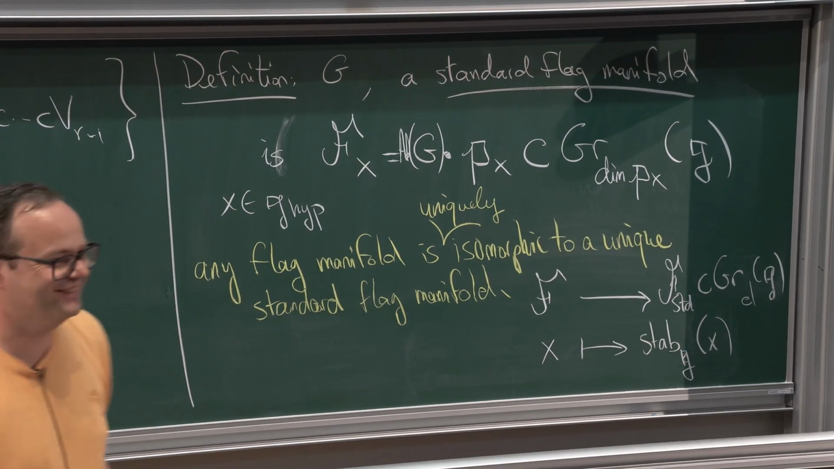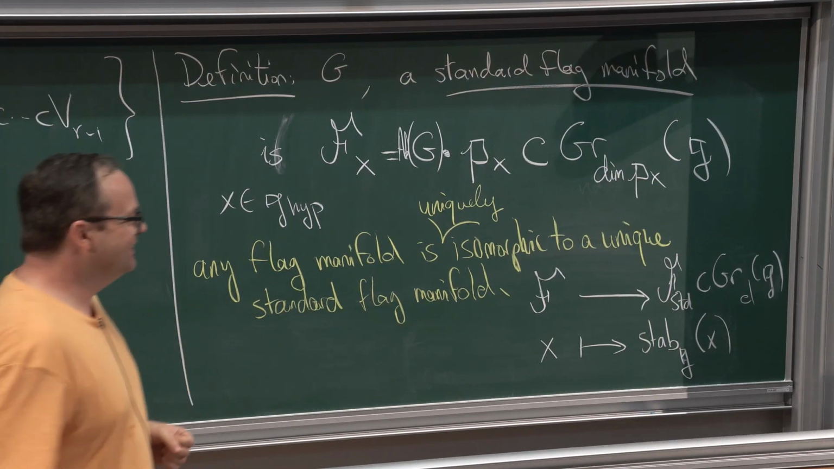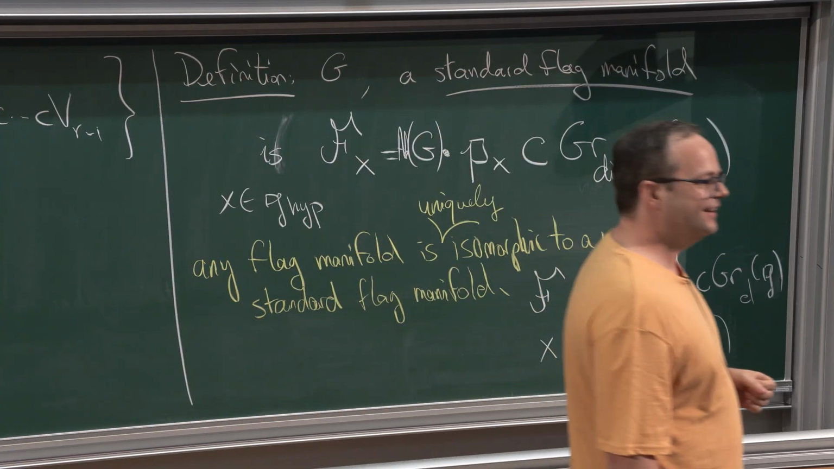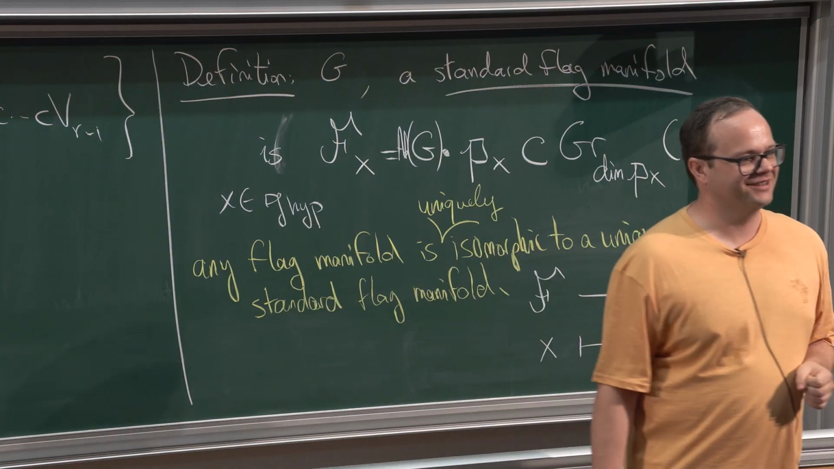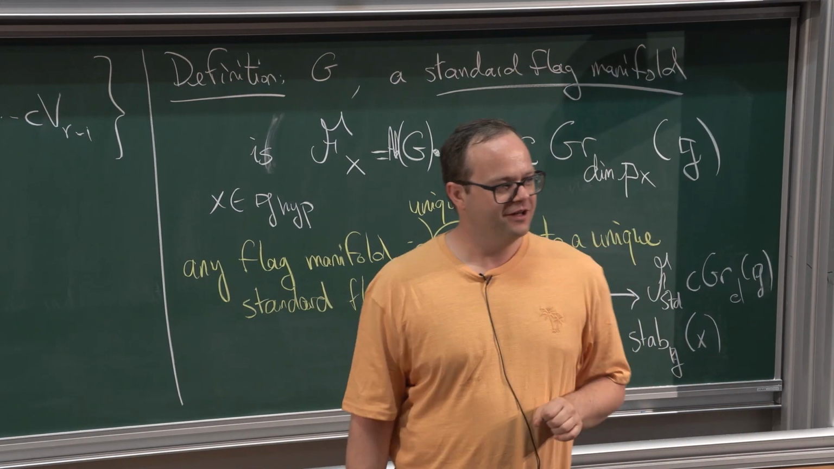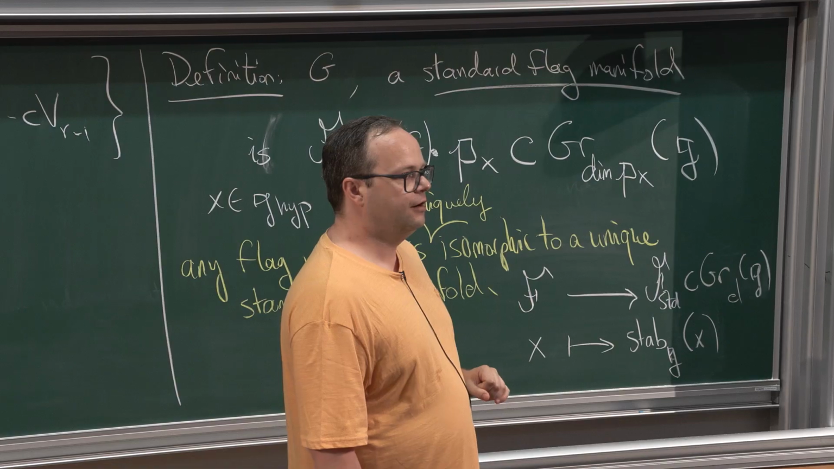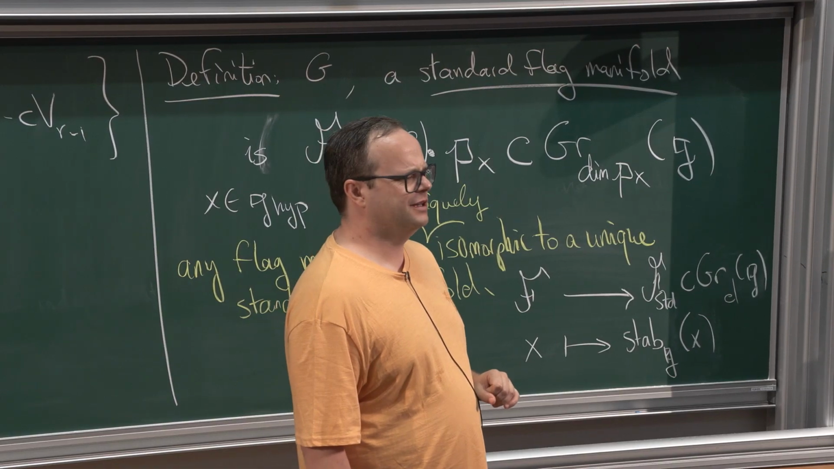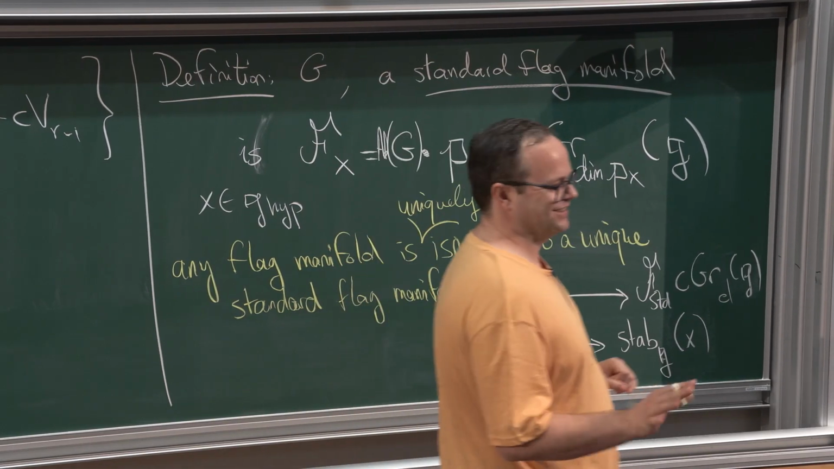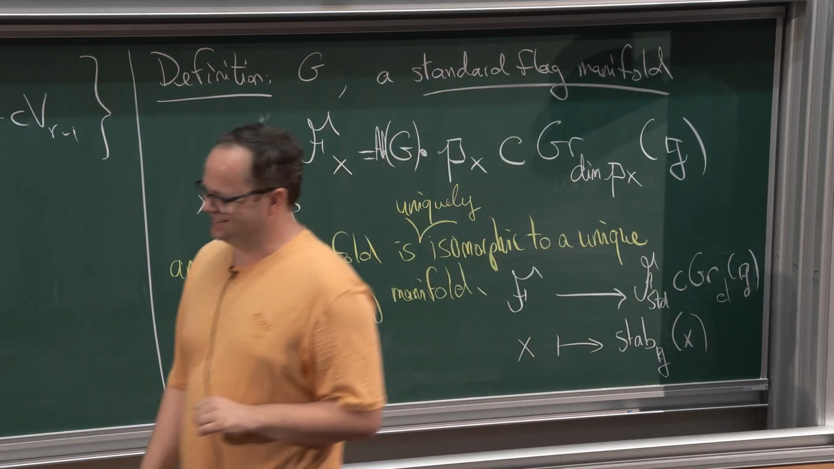Right, so you only require smoothness of this map. You don't even need to require it actually. It's just a G-equivariant map, and then, yeah, maybe, right. Yeah, continuous. I'll give it to you. Yeah.